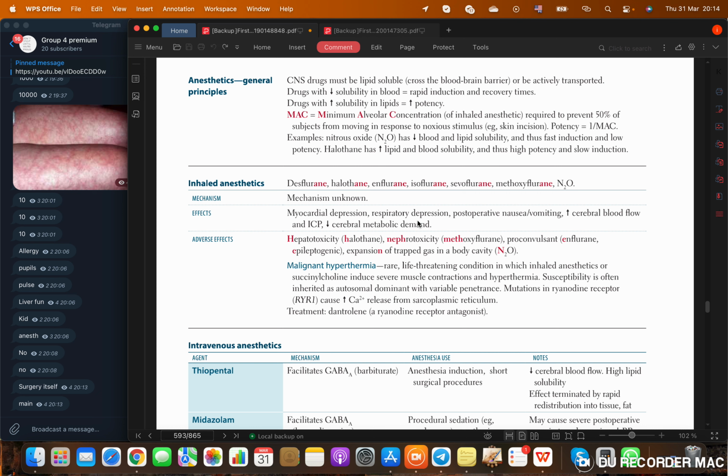So, effects. They will lead to myocardial depression. So, if somebody's ejection fraction of his heart is 20%, would you like to give such medication?